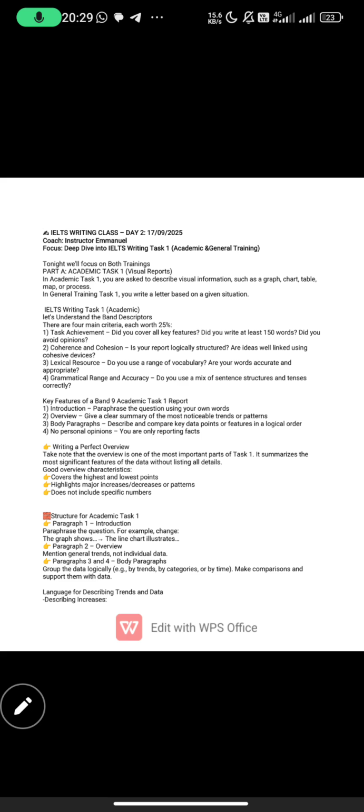Today, we would also be doing task one. We'll be revising task one in a more in-depth way. So, you're going to be using that as a guide so that you can find your way around it.